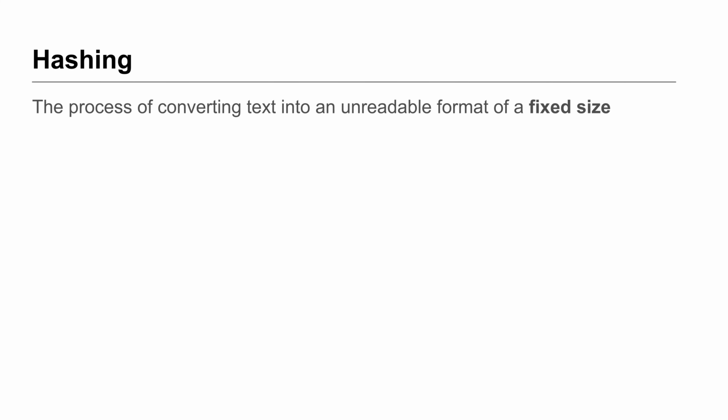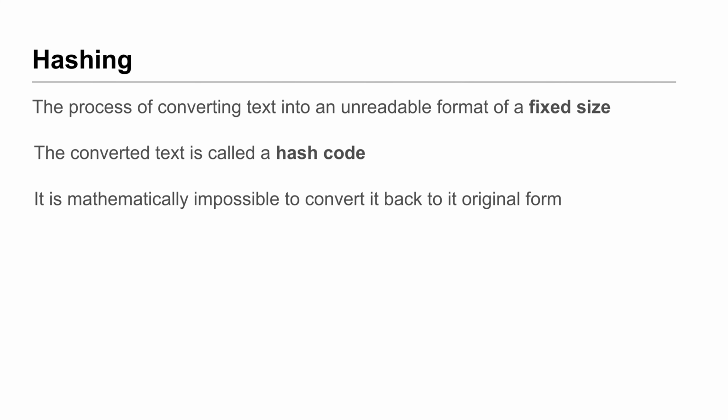Now, another way to secure passwords is by a method called hashing. Now, what is hashing? Hashing is the process of converting text into an unreadable format of a fixed size. But it's the same thing, right? It looks similar to encryption. What is the difference? Well, the fixed size thing is the difference. Now, this converted text is called hash code. Or in encryption, we were calling it ciphertext. Over here, we call it hash code.